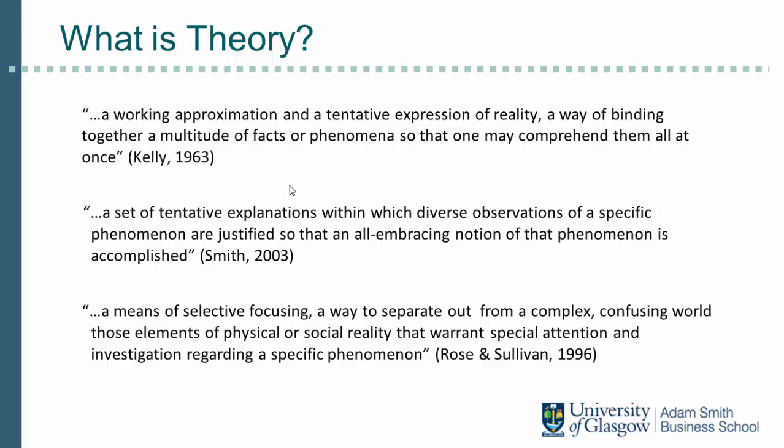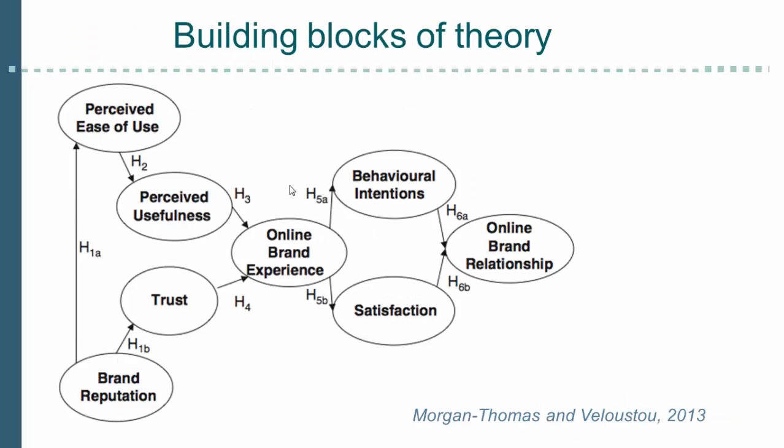To understand what I mean precisely by theory, it is useful to look at some examples of academic research. Here I'm using an example of my own research taken from the Journal of Business Research. The example shows a theoretical model, which includes 8 concepts linked through research hypotheses. What we are trying to explain here is a relationship between online brand experience and satisfaction, and how this relationship is influenced by perceived ease of use, trust, and brand reputation.